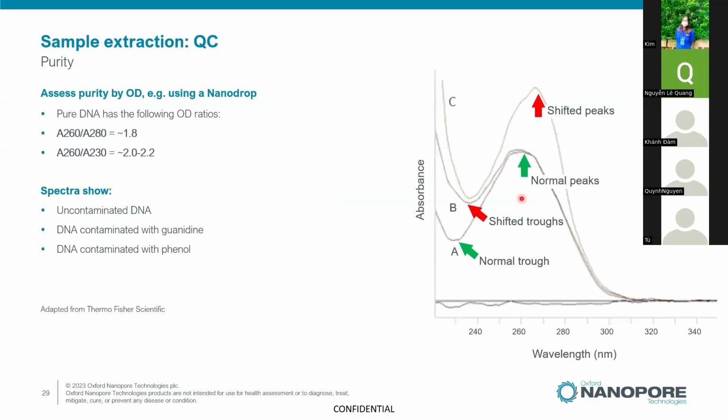In general, pure DNA should give you an A260/280 ratio of about 1.8 and 260/230 of about 2 to 2.2. And if, let's say, you get a much lower ratio, it can indicate phenol contamination, but it can also indicate carryover of guanidine or carbohydrates.